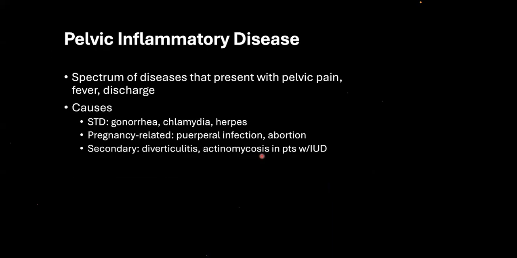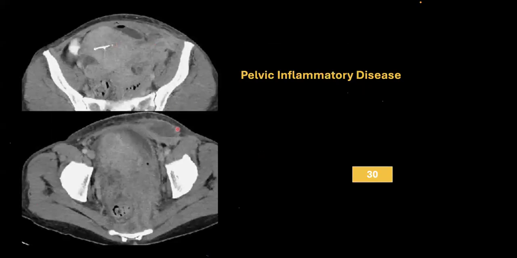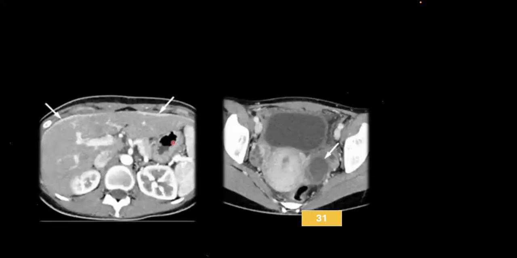So you need to know the causes of pelvic inflammatory disease. Most commonly, it is secondary to STDs or in case of pregnancy, when there is abortion, post-abortion and puerperal infection. And there can be secondary causes like diverticulitis, actinomycosis. In this case, it was secondary to diverticulitis. No, this is a loculated collection only. It can be primarily due to the pelvic condition.